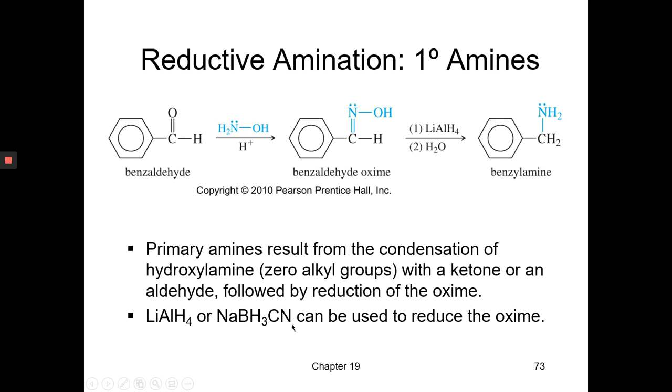Another reagent that can be used is sodium cyanoborohydride. The advantage of this reagent is that we can do this all in one step, because the sodium cyanoborohydride reacts faster with the oxime than it does with the aldehyde or ketone.